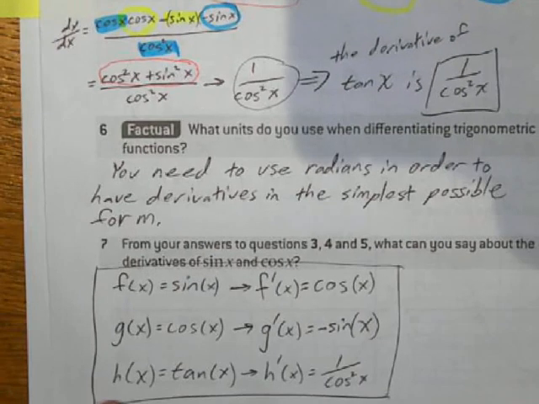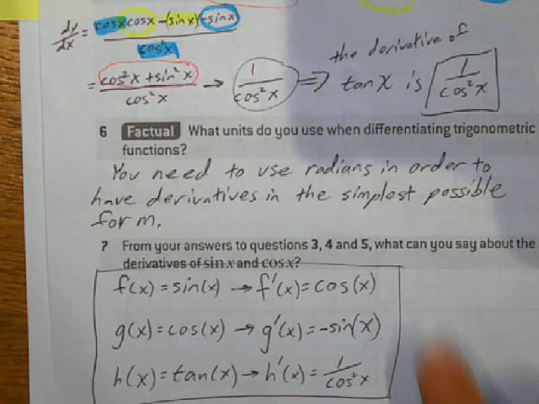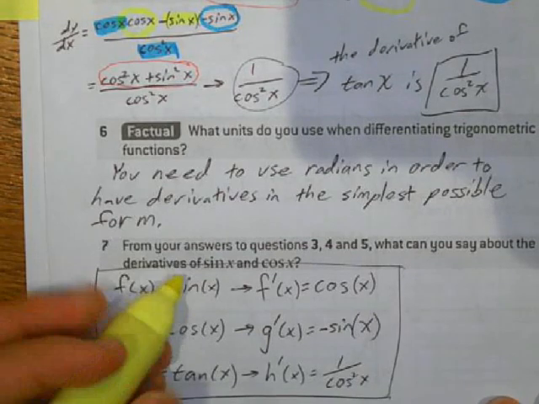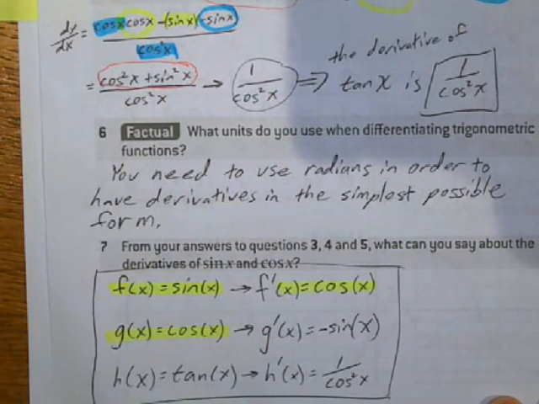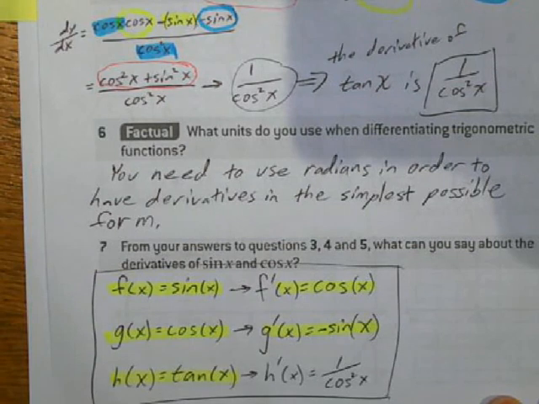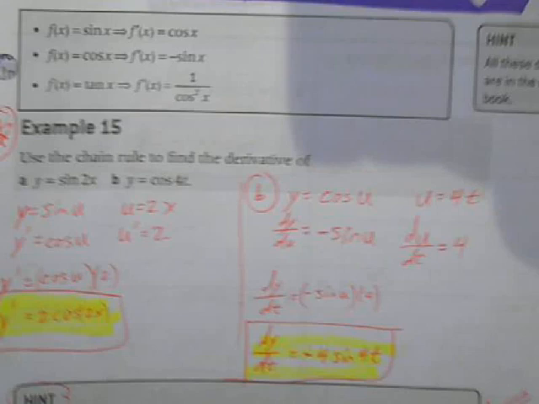So, you might want to hit pause. These are the formulas that you need to remember. The derivative of sine x is cosine x, the derivative of cosine x is negative sine x, and the derivative of tangent x is 1 over cosine squared x. And we'll be using these today.